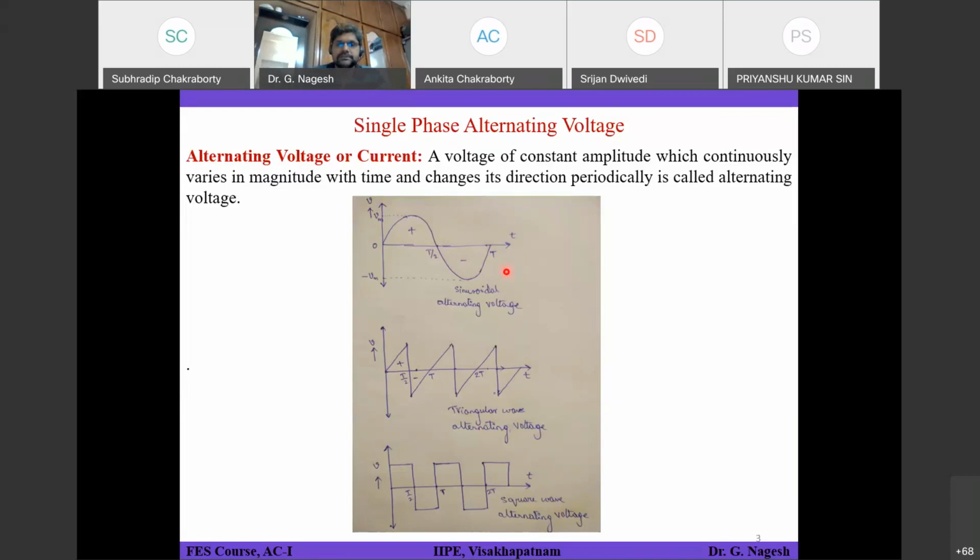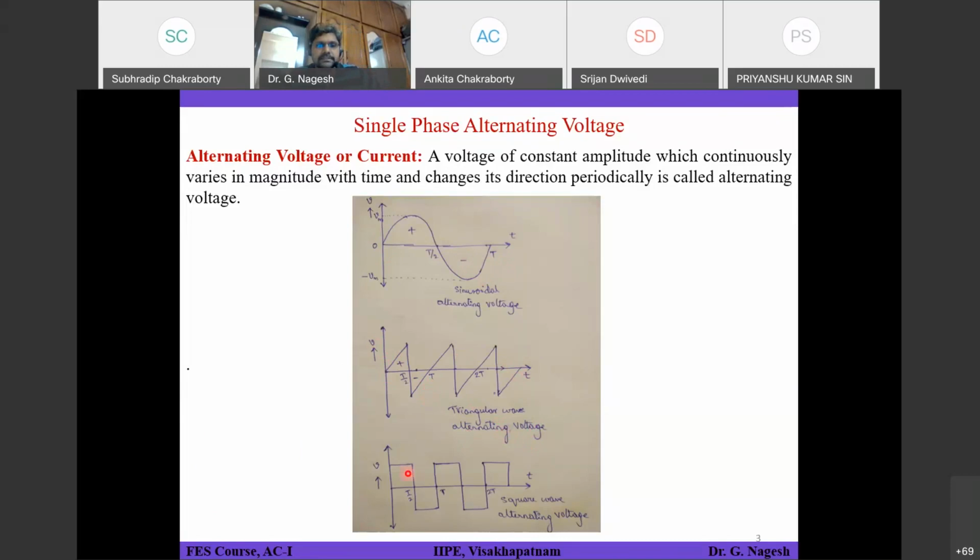Two more examples I have shown here. Here, if you see, a triangular alternating voltage waveform. This is also the same thing. It will have positive and negative half cycles, and it is repeating with respect to time T. So this is also called alternating voltage.